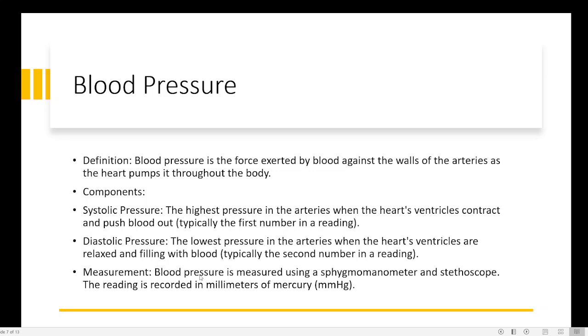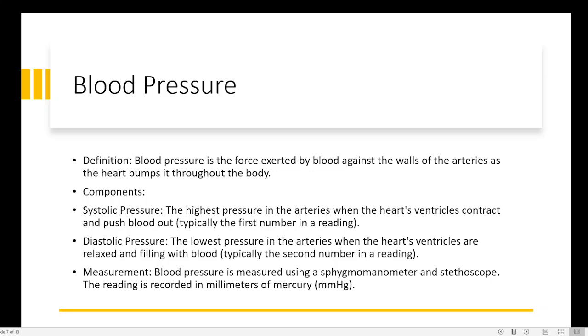Then another pressure is also occurring. That happens during the relaxation of the ventricle. So that will be the lowest pressure in the artery when the heart's ventricles are relaxed and filling with blood. So there are two situations. One is the case of highest pressure, that is happening when ventricles are contracting. Another is the lowest pressure, that is taking place when the ventricles are in the relaxing state, and that is known as the diastolic pressure.